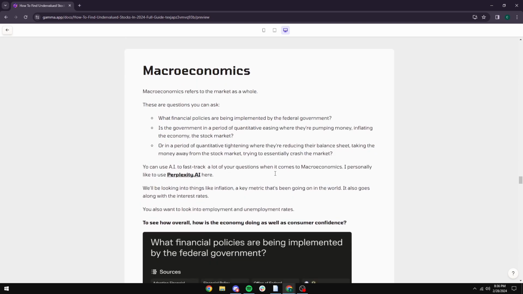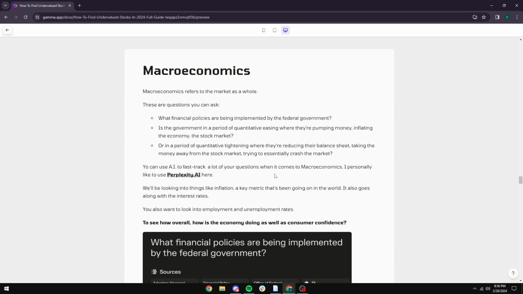And the macroeconomic conditions. Macroeconomics refers to the market as a whole. Some of the questions I want you to ask are: what are the current financial policies being implemented by the federal government? Is the government in a period of quantitative easing, where they're pumping money into the stock market and inflating the economy? Or are they in a period of quantitative tightening, where they're reducing their balance sheet, taking money away from the stock market, ultimately reducing the share prices of stocks?